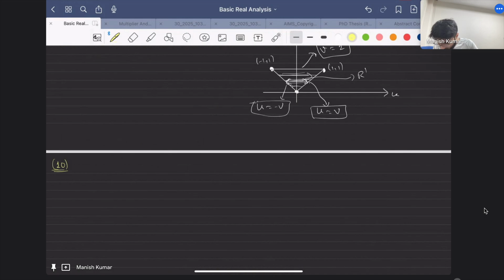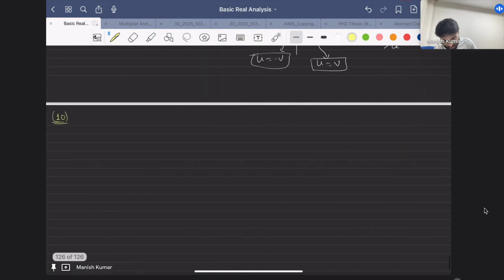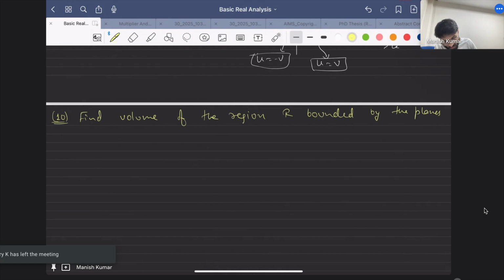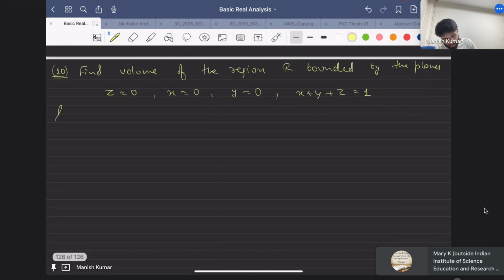Go find the volume. Okay. So again, this kind of problem: find the volume of the region bounded by the planes z equals 0, x equals 0 and y equals 0, and x plus y plus z equals 1. Okay, so you have to find the volume of this region.